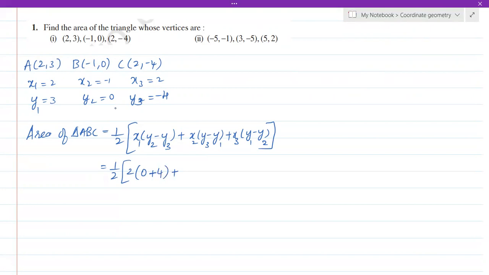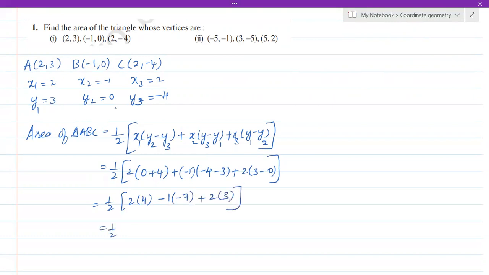What is our x2? x2 is minus 1 within the bracket. y3 is minus 4, minus y1 is 3. Plus again, x3 is 2, y1 is 3, minus y2 is 0. Now let's simplify it. Half, 2 into 0 plus 4 is 4. Plus into minus is minus 1. Minus 4 minus 3 gives us minus 7, plus 2, 3 minus 0 is 3.